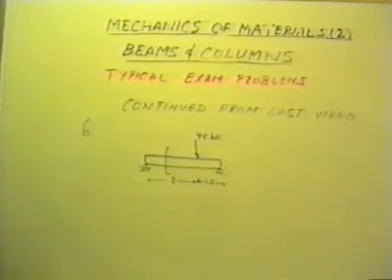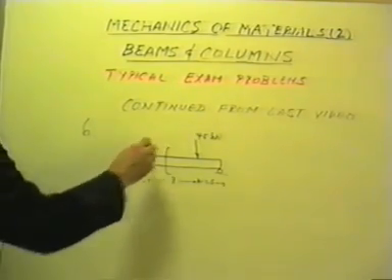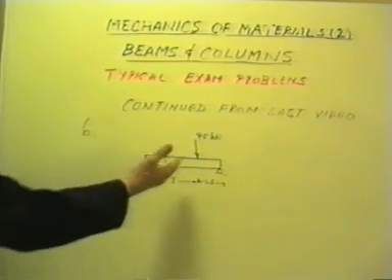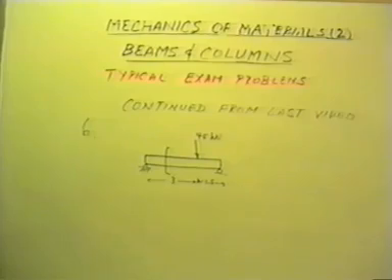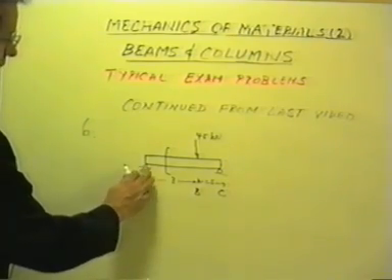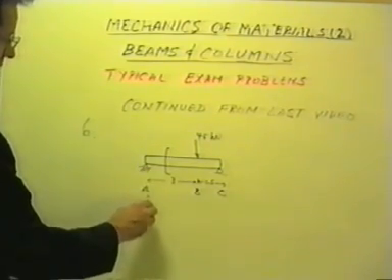Section DD, and that should read 1.5 meters from the left end. 1.5 meters from the left end is where section DD is. Okay, this is a simple problem. We have just the one force, the 45 kilonewton force, and we need to proceed in the usual way. We need to find the reaction force at A.